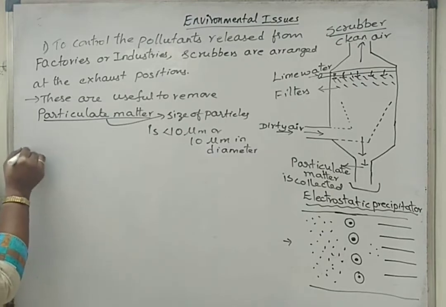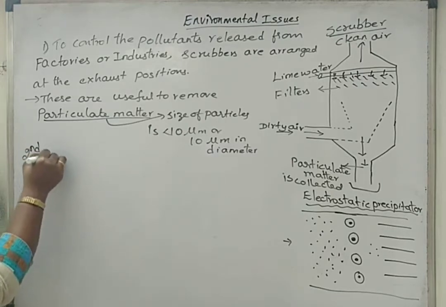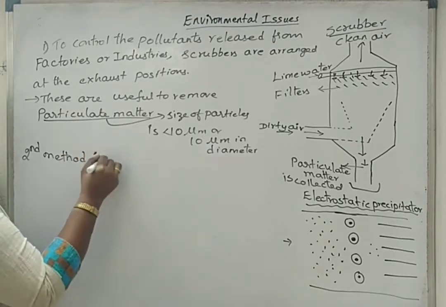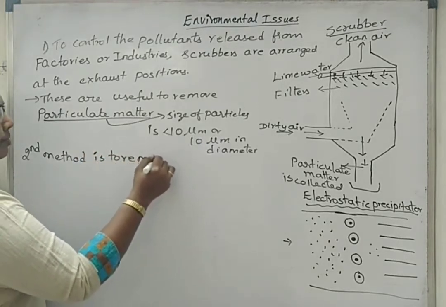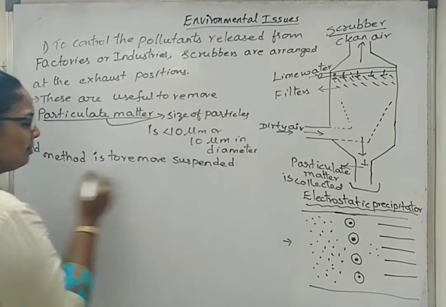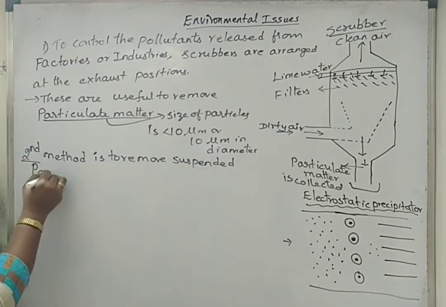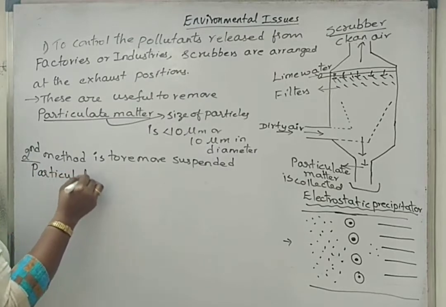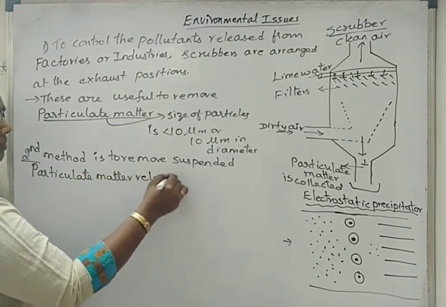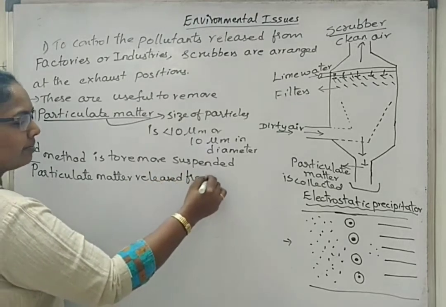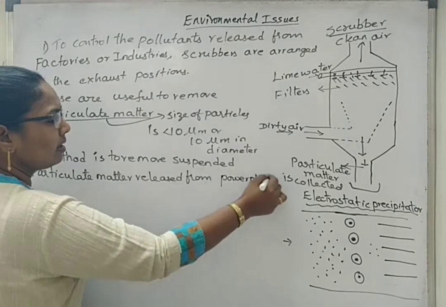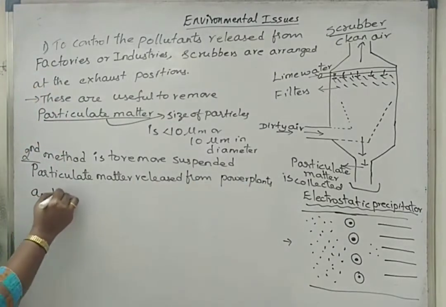Next, the second method is to remove suspended particulate matter released from power plants and smelters.